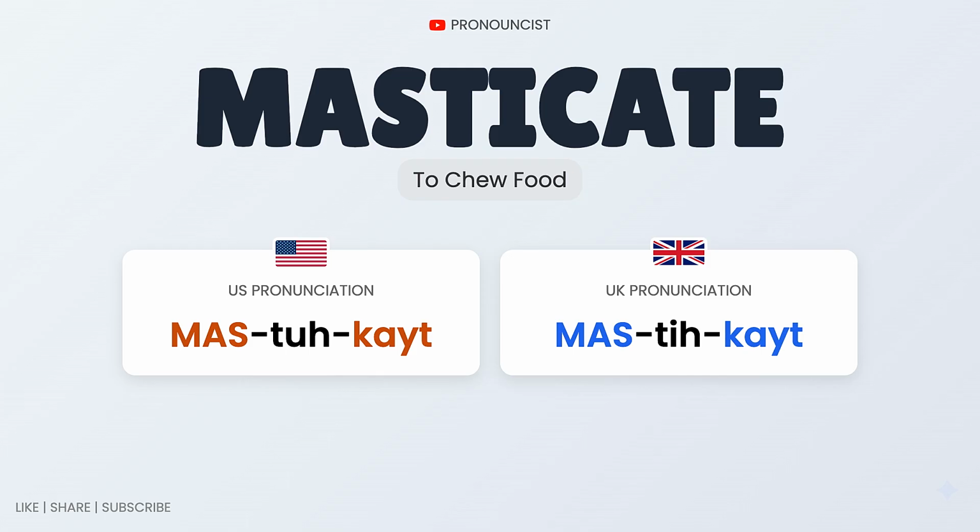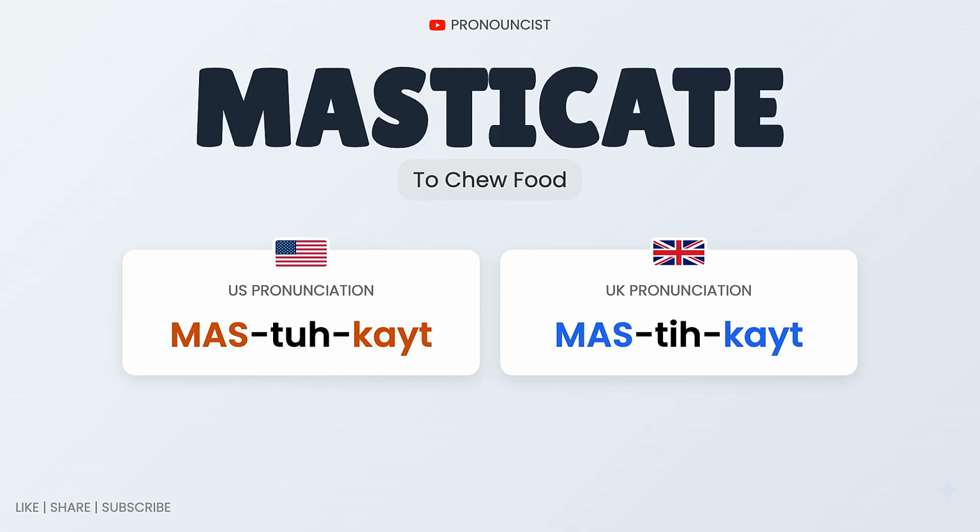Masticate. Now, read the syllables of British pronunciation shown on the screen naturally. Mas. T. Kate. Masticate. Mas. T.